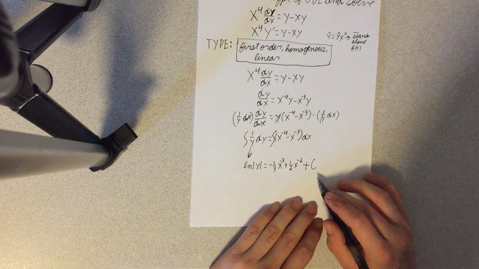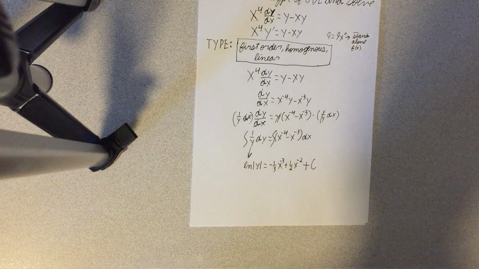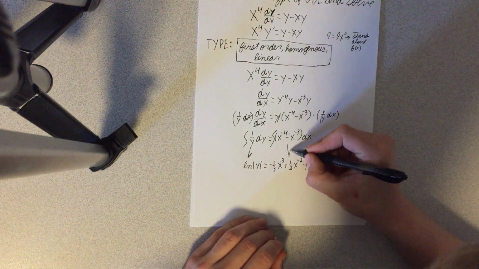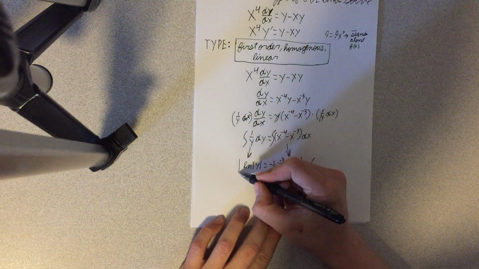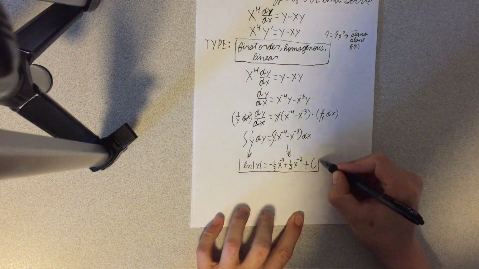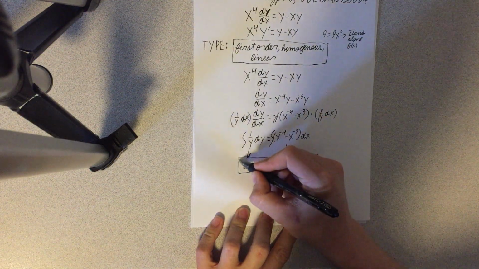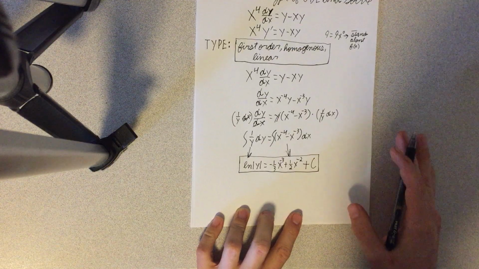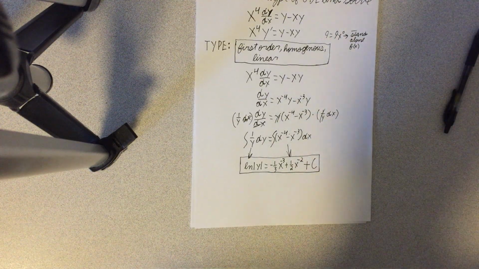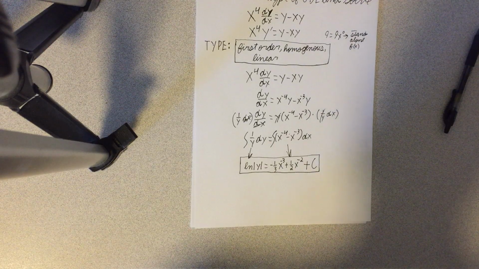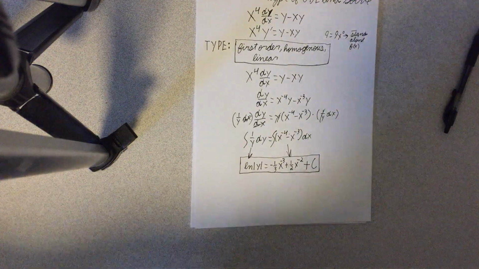Now from here there's really no good way to simplify this. I mean, you could try, but I won't go into that right now. For now, you can just say this is your solution to the differential equation, and that's all you need to know. That's the variable separable differential equation method, and thank you very much.